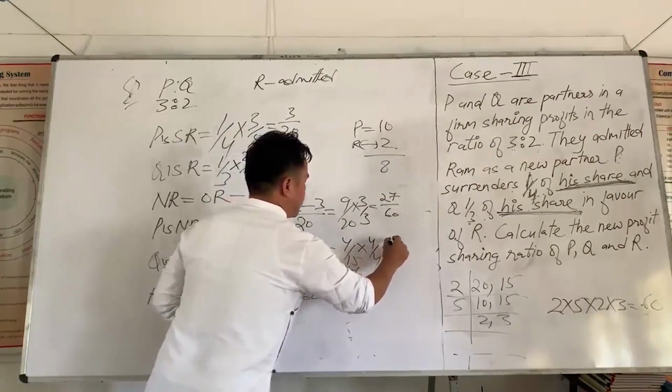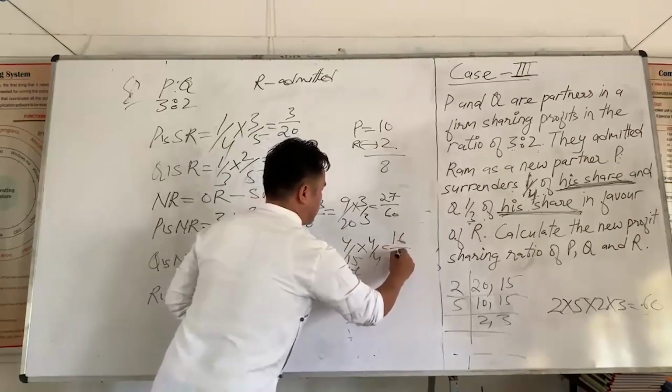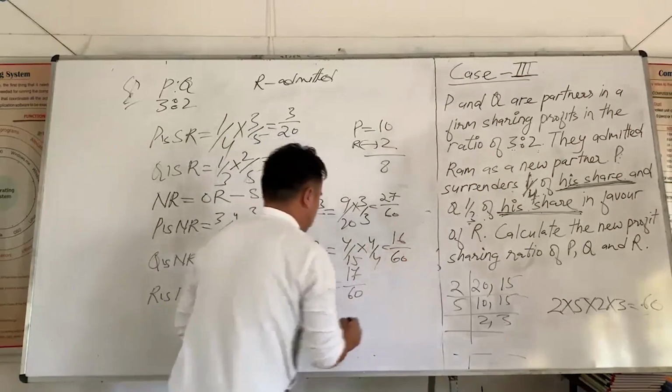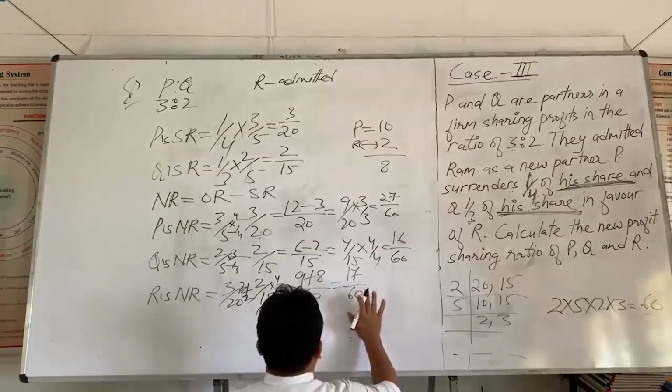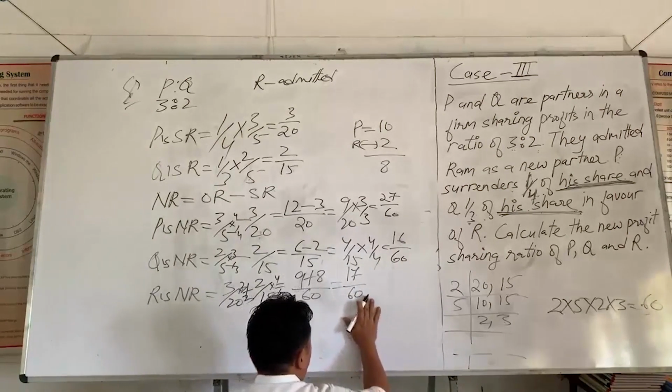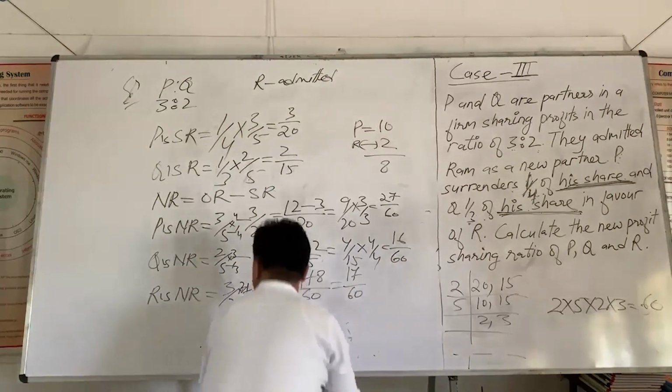So how much? What is the value? 60 by 60. And what about this one? Okay, since we have got the value of the unit ratio, we don't have to convert it.